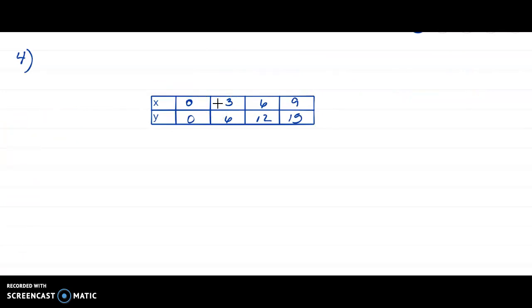Okay, in problem number 4, we are increasing our x number here by 3, so we added 3. 3 plus 3 is 6. We added 3 again. 6 plus 3 is 9. We added 3 again. So these numbers are increasing by the same number.